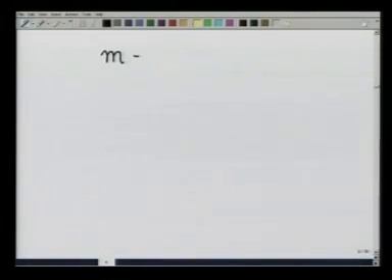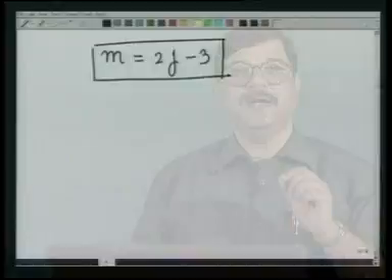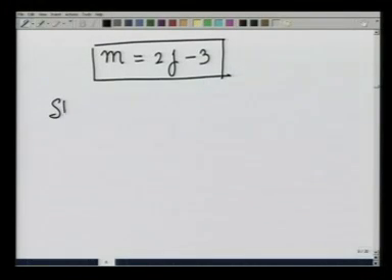If you analyze it carefully, you will see that the number of members that I need to do this, let me write, the number of members m is equal to 2 j minus 3. In this case, I provide just enough constraints in the system to make the system statically determinate.